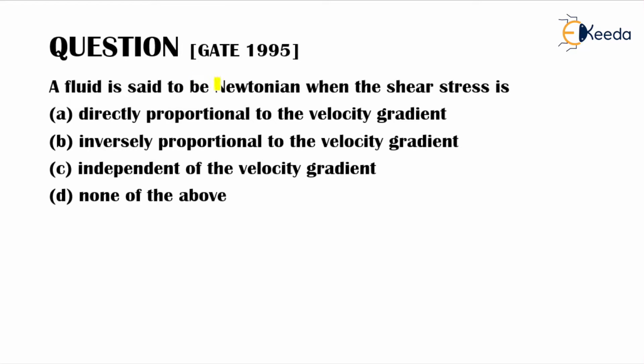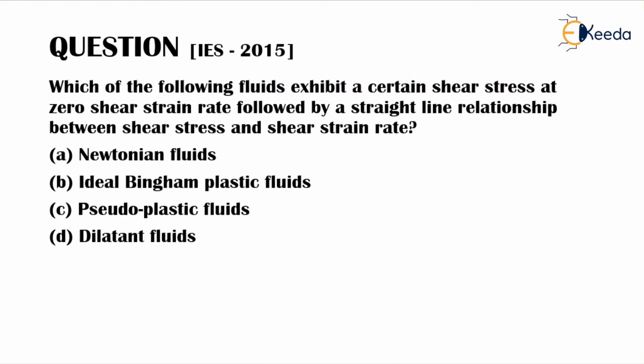A fluid is said to be Newtonian when the shear stress is... Now again we have the same formula. Tau is directly proportional to du over dy. We have seen that the shear stress is directly proportional to the velocity gradient. So we know that this is correct. So option A seems to be correct. Directly proportional to the velocity gradient.